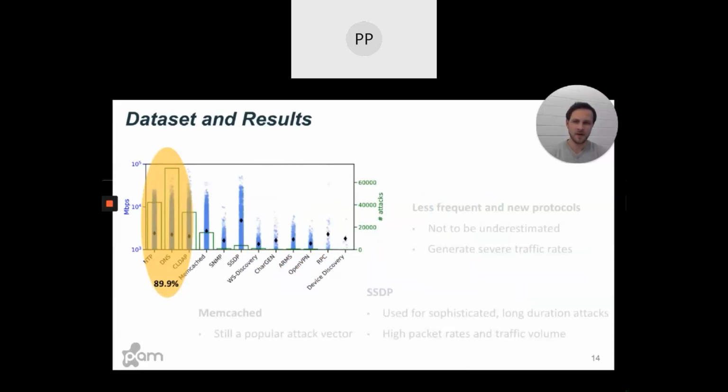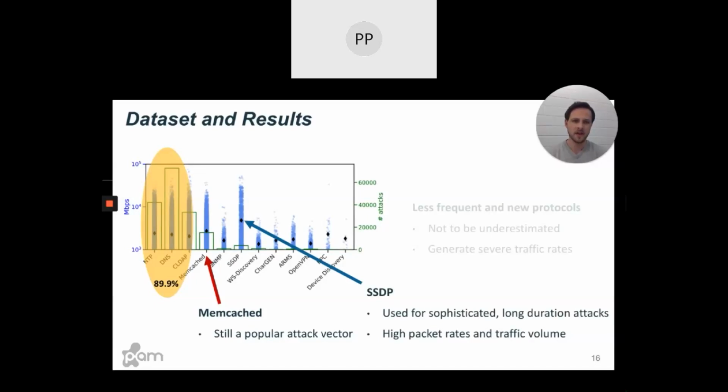So at first glance from our results, we see that really old and well-known protocols account for almost 90% of all attacks that we have seen. This is NTP, DNS, and CLDAP. So this is the majority used in attacks today. Also, we find that memcached, even though it has been known for a while and it also crippled some provider networks, is again noticeably used in DDoS attacks.